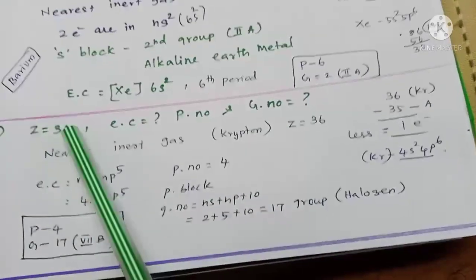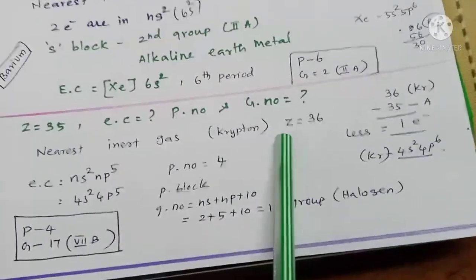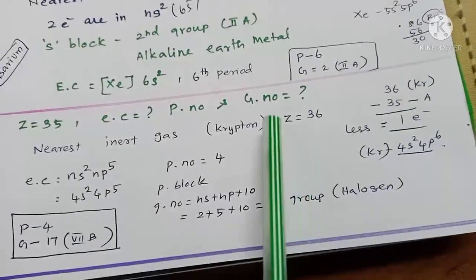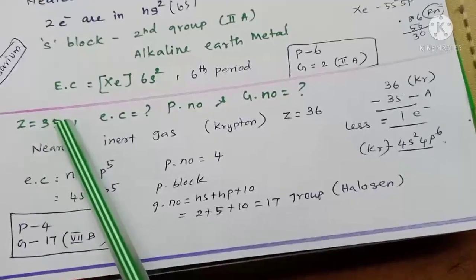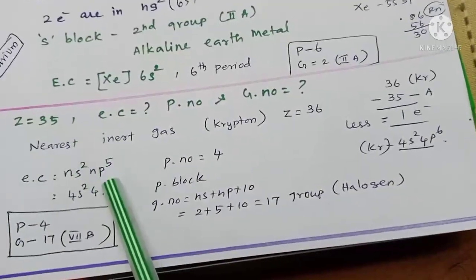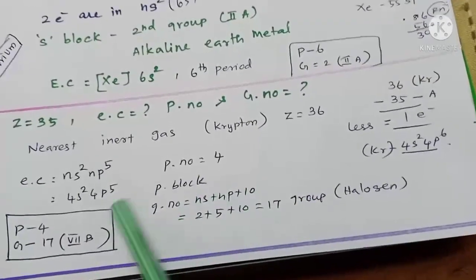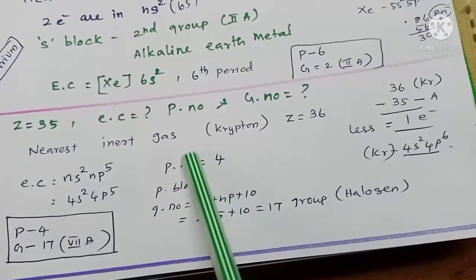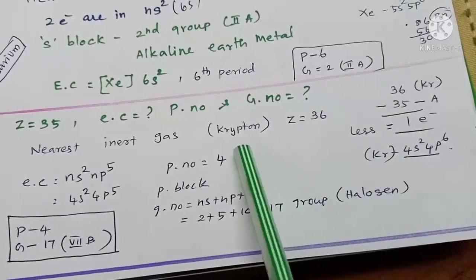So this element is supposed to come just before the inert gas group. The inert gas group is group 18, so this element belongs to group number 17. Group number 17 is the halogens. But now, the inert gas is krypton.